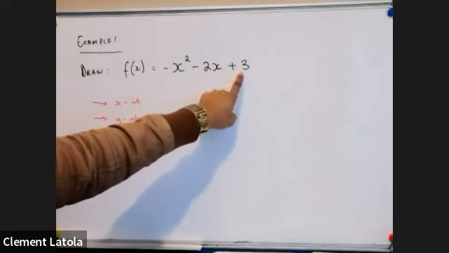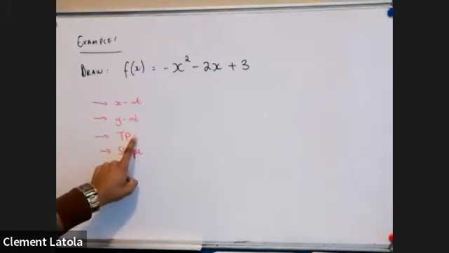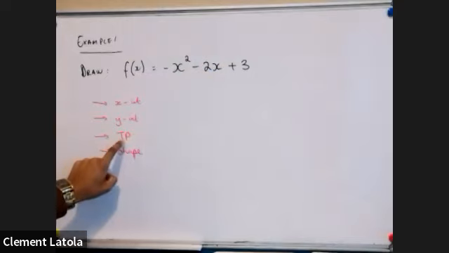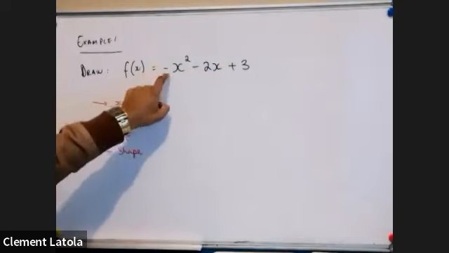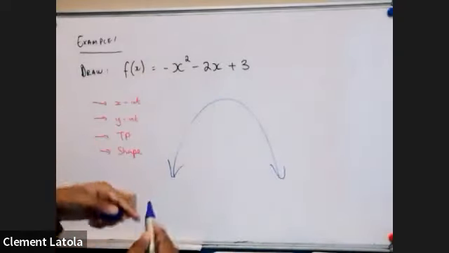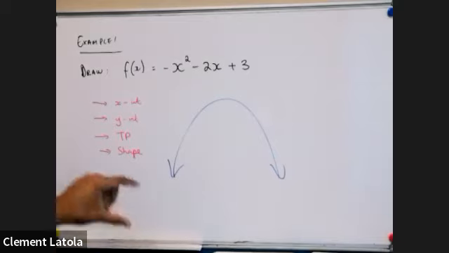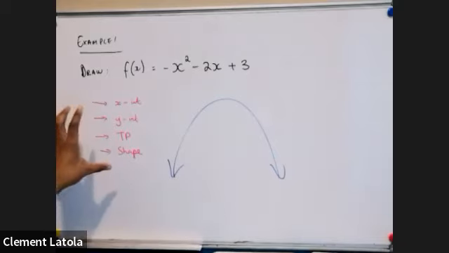It's going to be 3 on the y-axis. The turning point, we can use that formula, negative b over 2a. And the shape of this graph, because it's negative x squared, will look something like this. Okay. So write down these 4 bullet points, and then we're going to draw a nice curve.